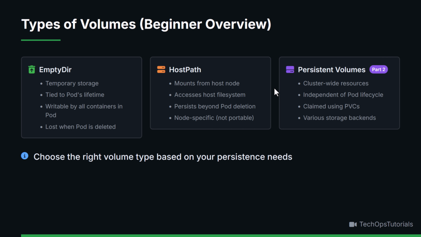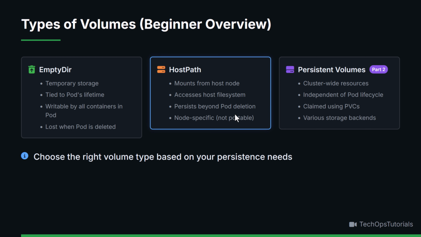Now that we understand the basics of volumes, let's look at some common types you will encounter in Kubernetes. First, we have the EmptyDir. This is temporary storage that is created when a pod starts and is deleted when the pod goes away. All containers inside the pod can read and write to it. Think of it like a scratchpad or a whiteboard in a meeting room. Useful while the meeting is happening, but wiped clean once the meeting ends. Next is HostPath.